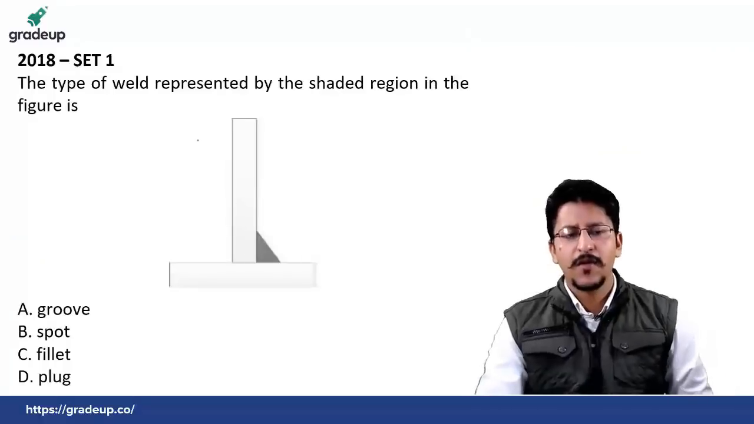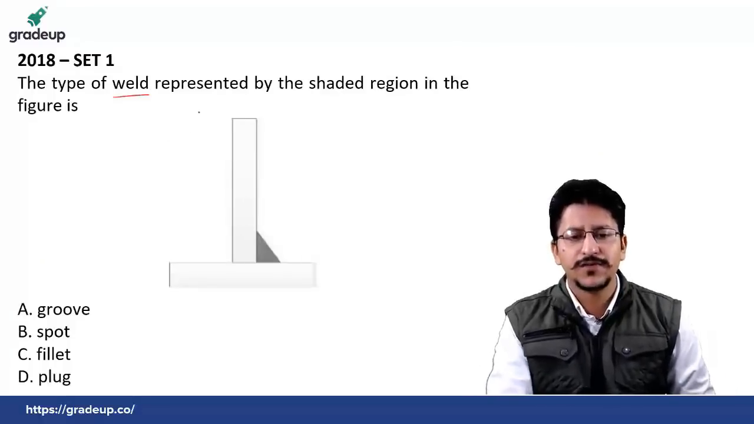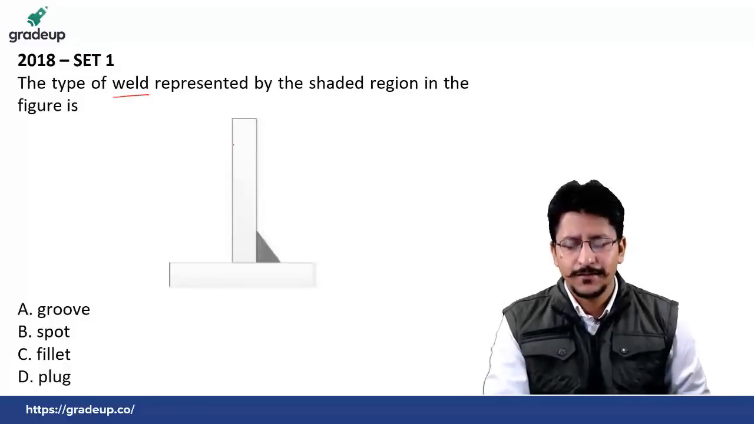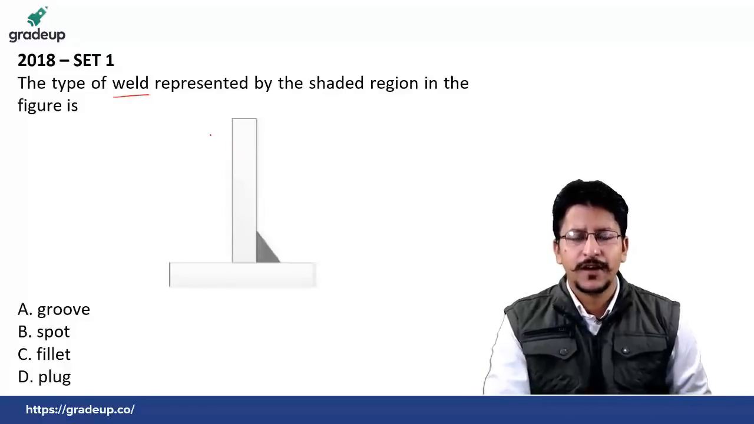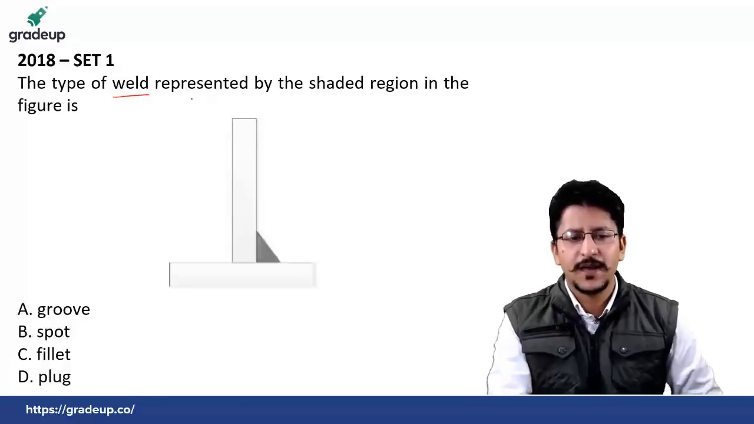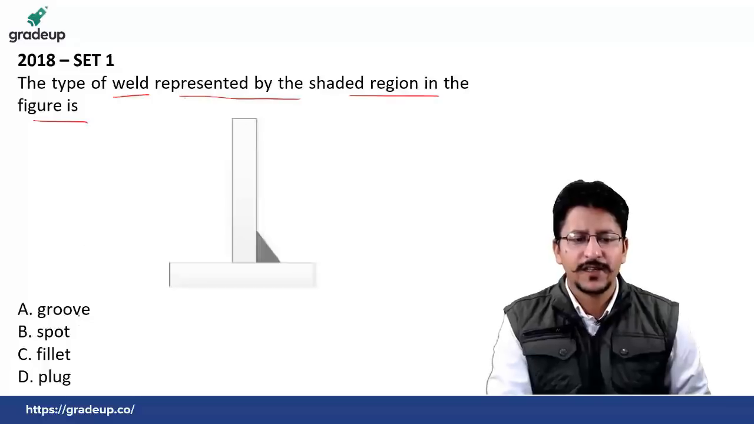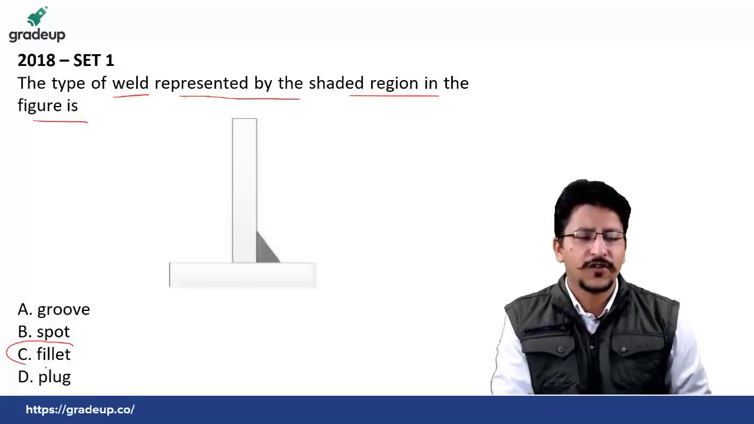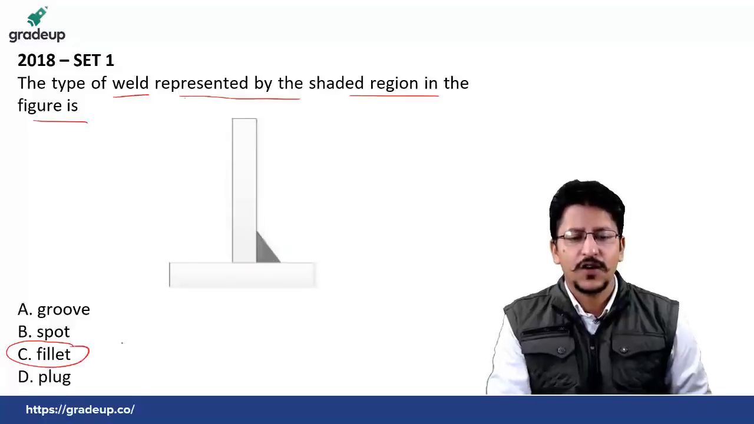This is from the problem of welded joint. Very simple problem. We just have to understand the types of joints, or basically the shape. What kind of shape is shown by this type of weld. Okay, this type of weld represented by the shaded region in the figure is A. I don't think that I need to explain anything on this one. The correct option for this is option number C. Just by seeing also you can understand.